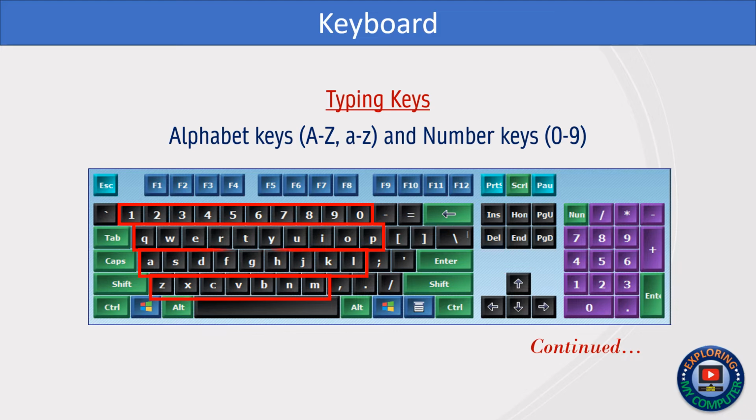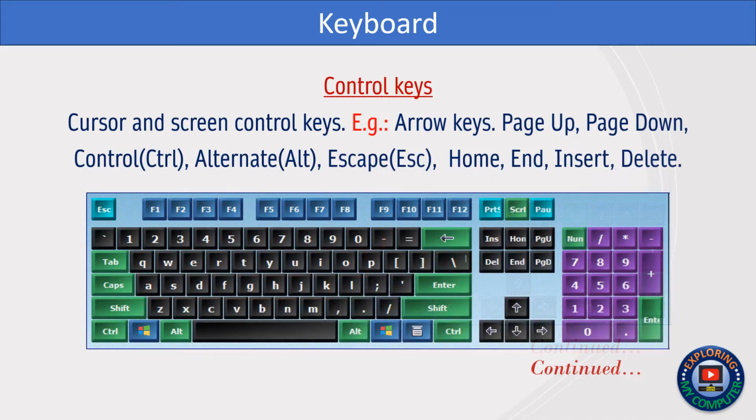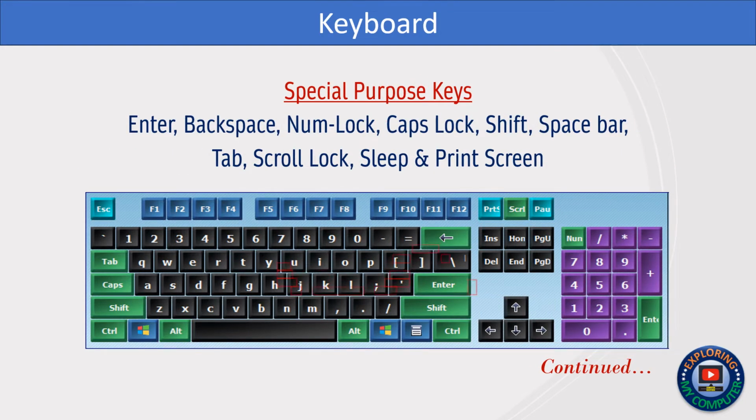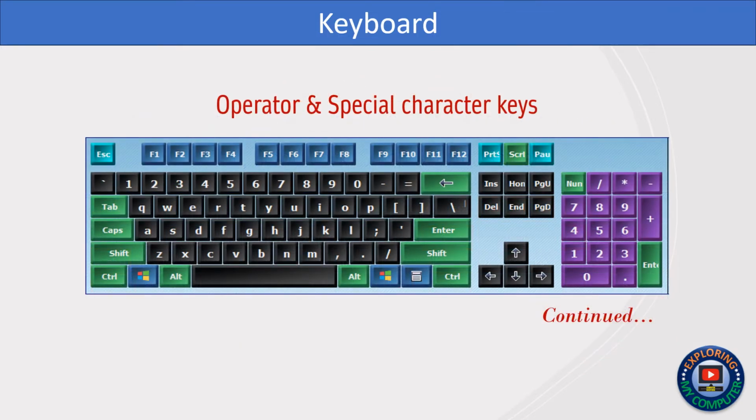Typing keys: alphabet keys and number keys. Control keys: these are cursor and screen control keys. Examples: arrow keys, page up, page down, control, alternate, escape, home, end, insert, and delete keys. Special purpose keys: enter key, backspace, num lock, caps lock, shift, space bar, tab, scroll lock, sleep, and print screen keys. Operator and special character keys.